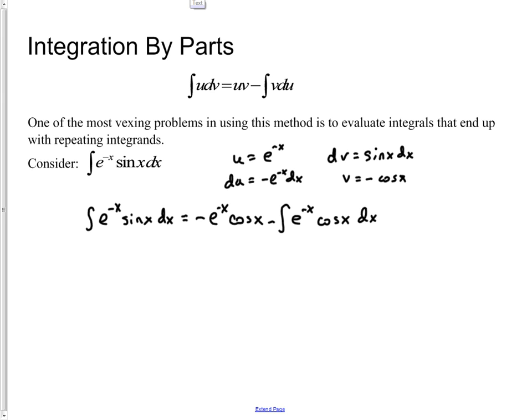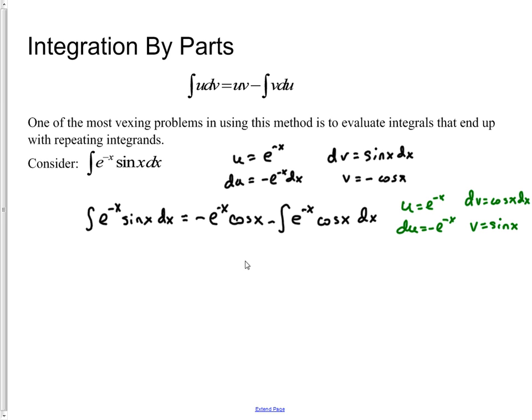Now, potentially we could set up a table and just kind of follow along, see what happens, but we're just going to need one more iteration for this. I'll show you why. So in my next step, I'm going to let u, again, equal e to the negative x. But this time I'm going to take du, while du will still be negative e to the negative x, just like we did before. But this time we've got dv being replaced with cosine of x dx, and that's going to give us v equaling sine of x.